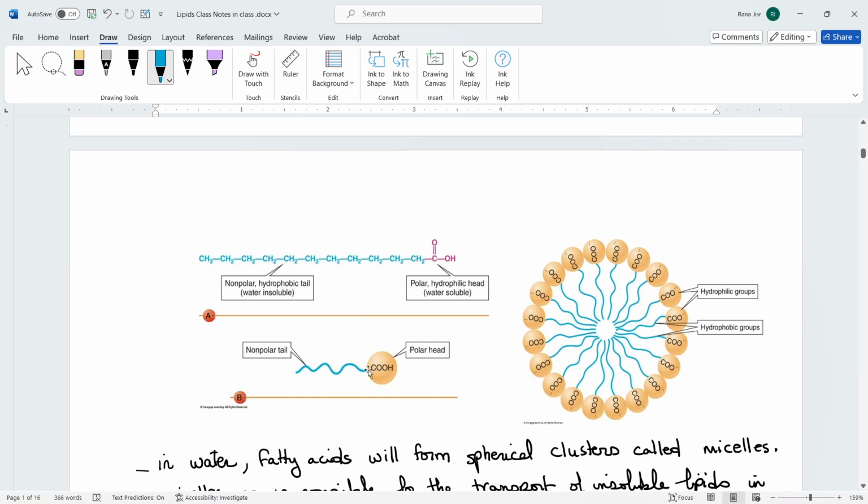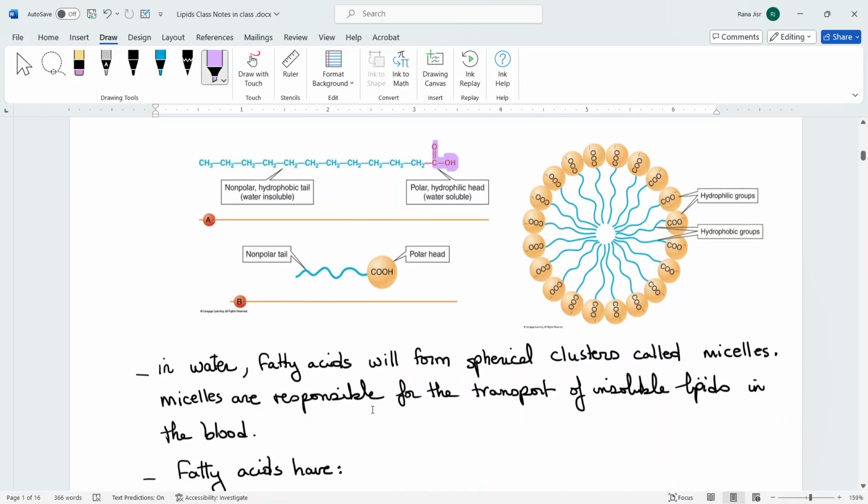So in order to simply represent a fatty acid, after all, this is an acid. So if it is an acid, then it has to have a carboxylic acid functional group at the end. And that we call the polar head, the head of the fatty acid.